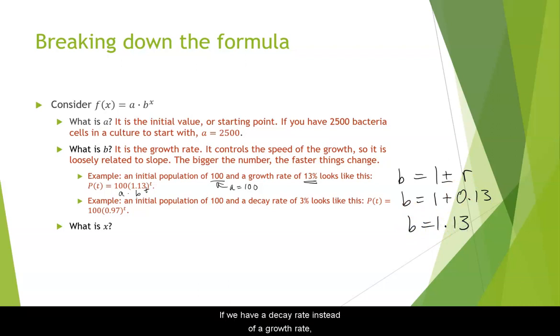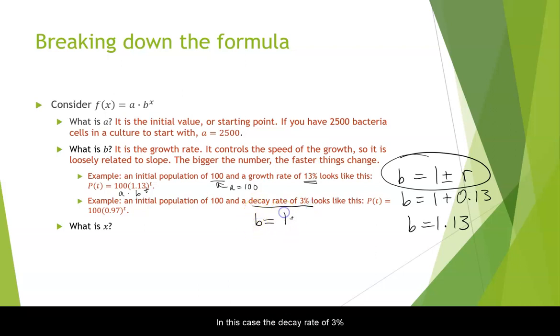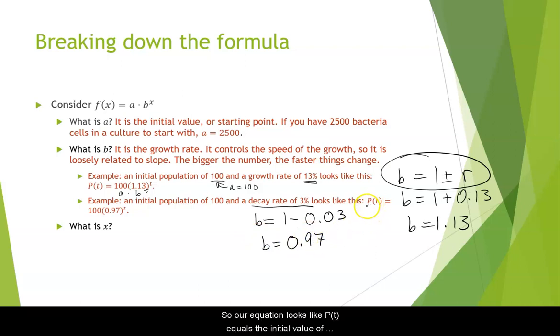If we have a decay rate instead of a growth rate, it's also useful to think about it as b equals 1 plus or minus r. So for a decay rate, instead of adding that percentage in, we're going to subtract it out. In this case, the decay rate of 3% means that our b value is 1 minus 0.03. This works out to be b equals 0.97. So our equation looks like P of t equals the initial value a times 0.97 raised to some power.